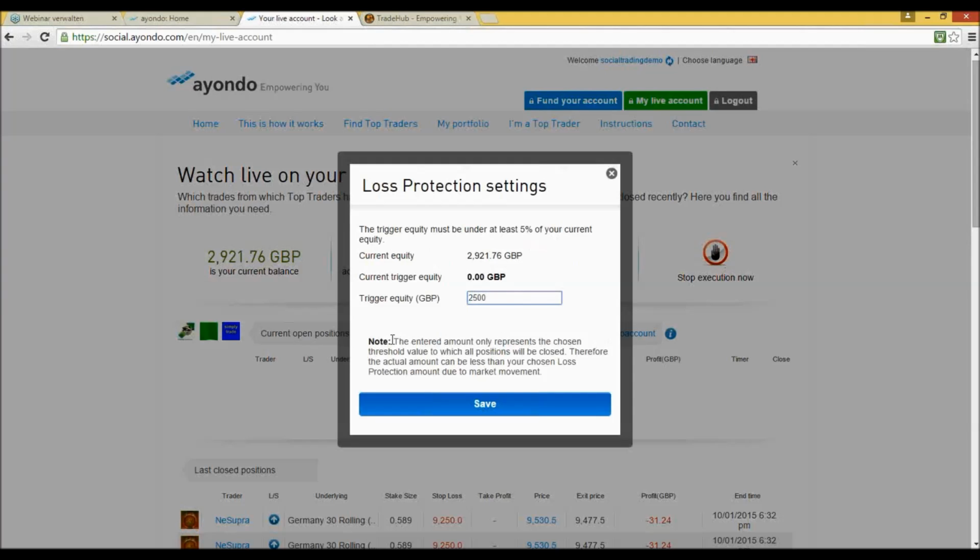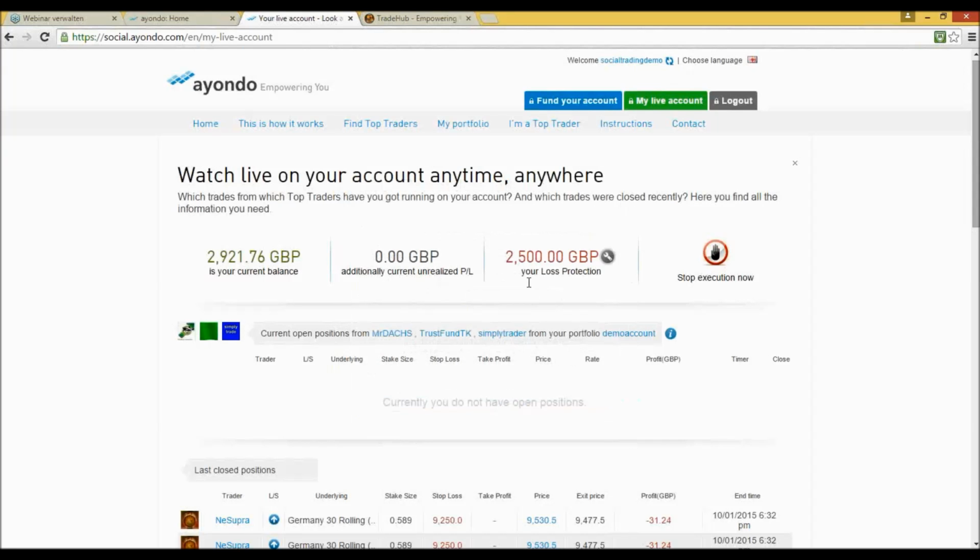Again, it explains exactly what it means: the entered amount only represents the chosen threshold value at which all positions will be closed. It might be slightly less due to market volatility, but that's the level that we want to make sure our account doesn't go below. Once I've entered 2,500, I'll press save, and you can see here 2,500 is my loss protection.